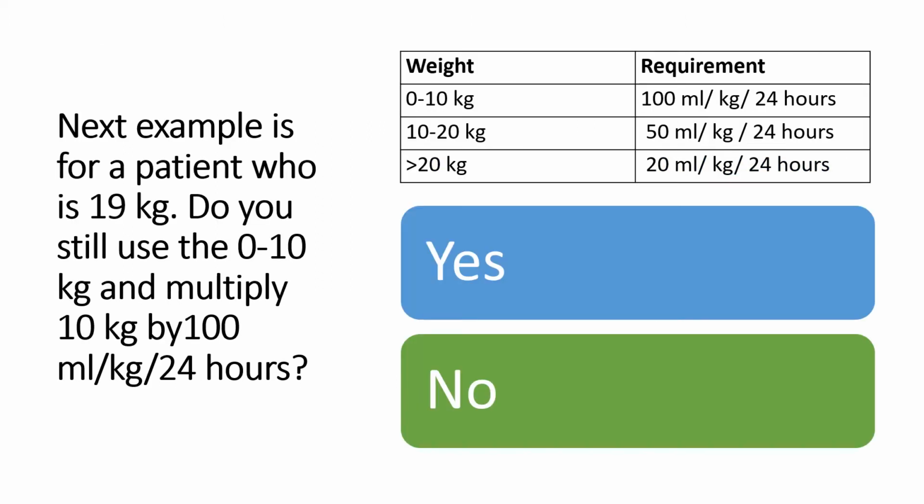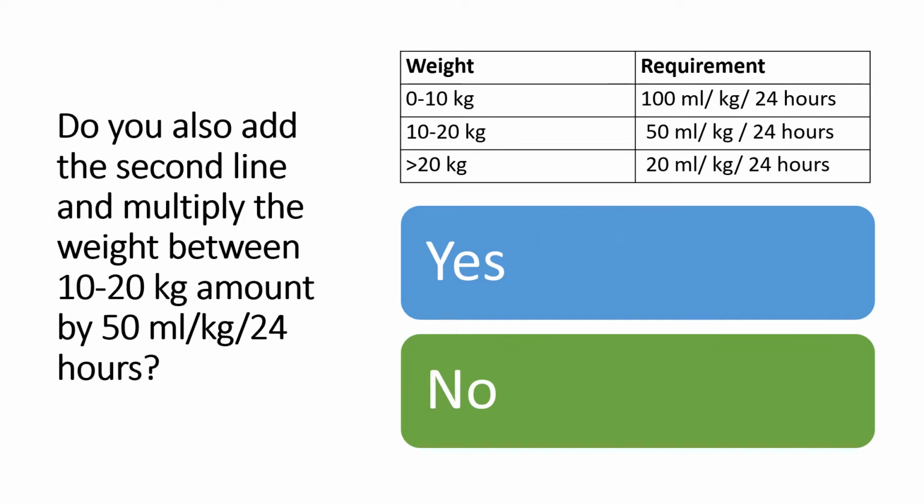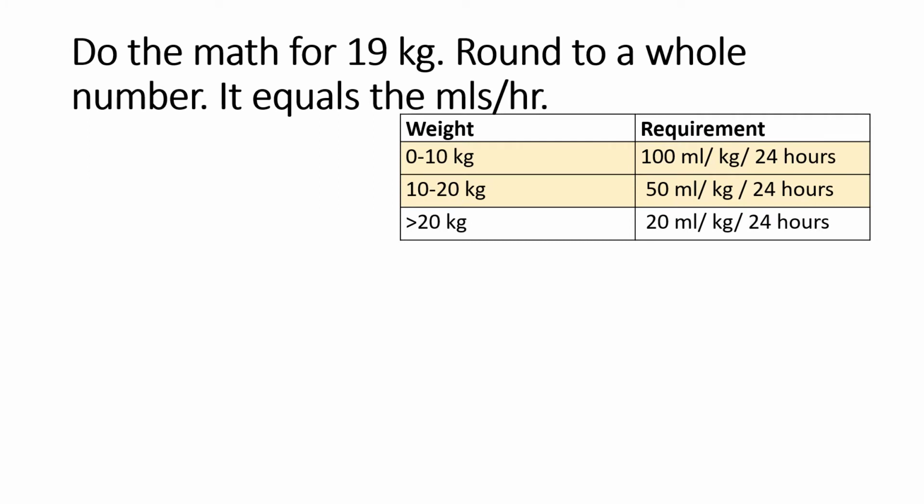Okay, so the next example is a patient who's 19 kilos. Do you still use the 0 to 10 kilos and multiply 10 kilos times 100 mils per kilo in 24 hours? Yes, we do. Then do you also add the second line and multiply the weight of the patient that's between 10 and 20 kilos, which happens to be 9 kilos in our patient, by 50 mils per kilo per 24 hours? Yes, we do. So we're going to use those first 2 lines of the table for this patient.